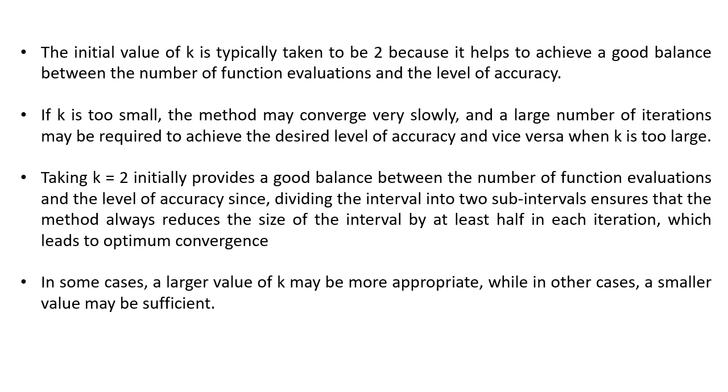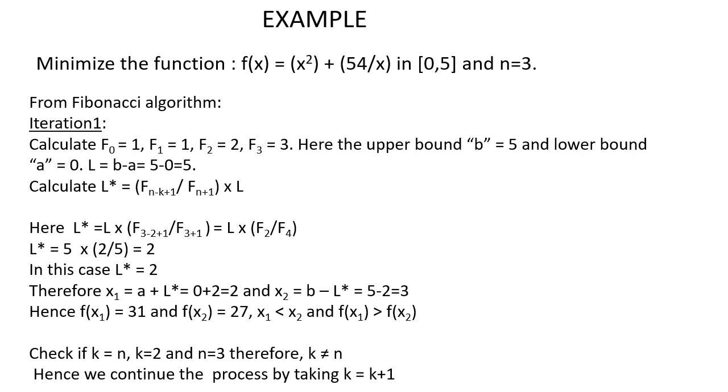So k is equal to 2 initially, because it provides a good balance between number of function evaluations and the level of accuracy, since dividing the interval into two subintervals ensures that the method always reduces the size of the interval by at least half in each iteration, which leads to optimum convergence. In some cases, a larger value of k may be more appropriate, while in other cases, a smaller value of k might be sufficient. Next, here I have taken an example in one variable.